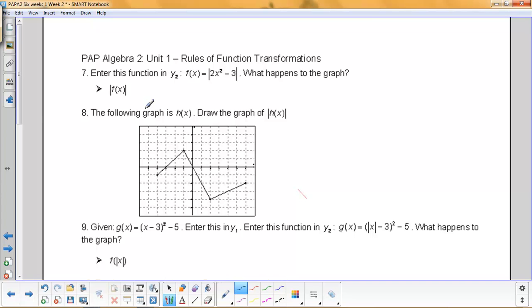Okay, if absolute value is being used as a transformation and the absolute value is around the outside of the entire function, that means the graph will only have positive y values, okay? The graph will only have positive y values. Okay? That means that all negative y values, such as in example 8, will be reflected up to the positive y value.